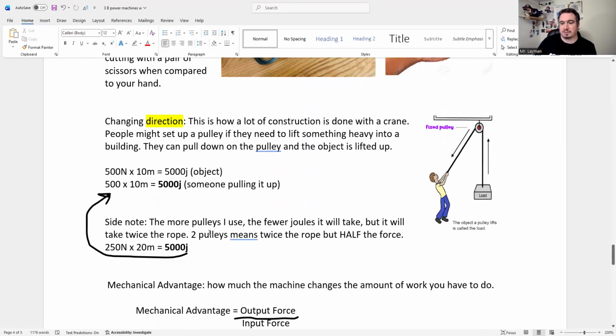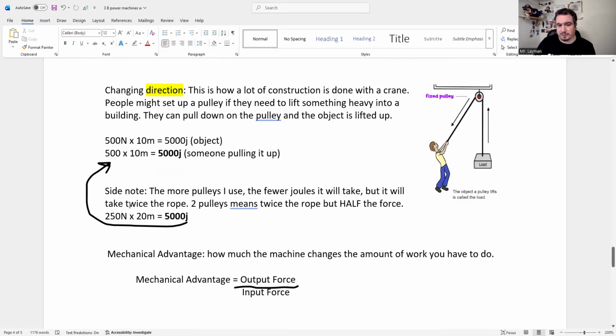Changing direction. This is how a lot of construction is done, especially if you're looking at something like a crane. People might set up a pulley if they need to lift something heavy up into a building. They can pull down on the pulley and the object is lifted up. The more pulleys I use, I can amplify this force. But in this case, I'm pulling down and the object is moving up. So I'm changing the direction. This is a form of work.